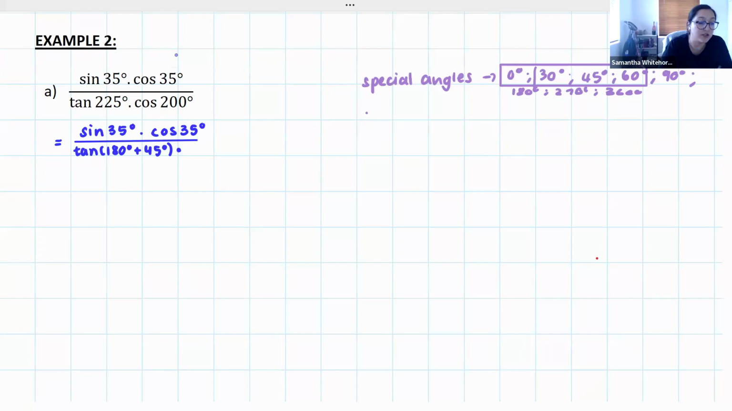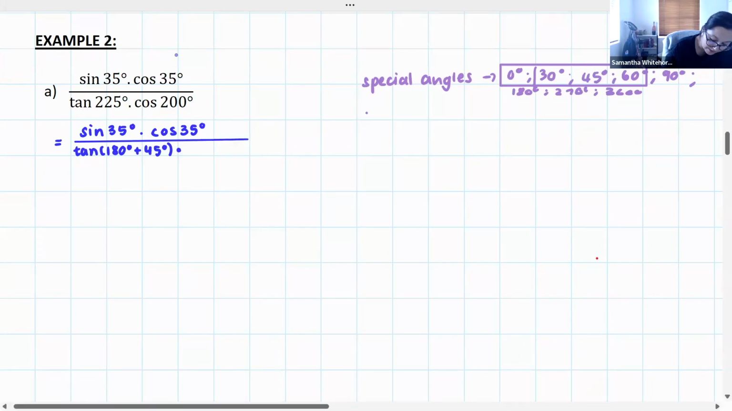We also have cos of 200. Now, unfortunately, there's no way for me to get a special angle here, which is not an ideal situation, but I can get an acute angle, and then I can see if there's a possibility of me trying to manipulate it to something. Okay, so I'm going to apply my reduction of cos 180 plus 20, because that will give me my 200 degrees.